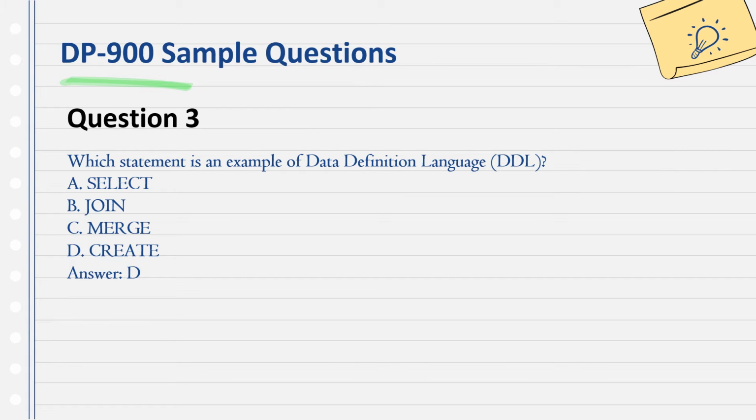Question 3. Which statement is an example of data definition language, DDL? A. Select. B. Join. C. Merge. D. Create. Answer: D.